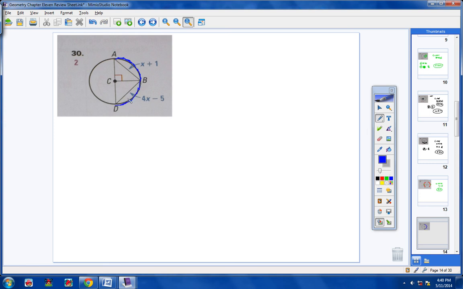So this chord here is congruent to this chord here. Now we have a theorem that states when two arcs are congruent, then their corresponding chords are congruent. That means chord AB and chord DB are going to be congruent. So I can definitely state that x plus 1 equals 4x minus 5.